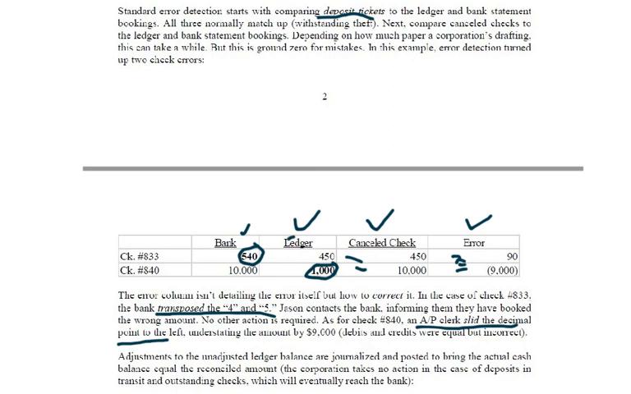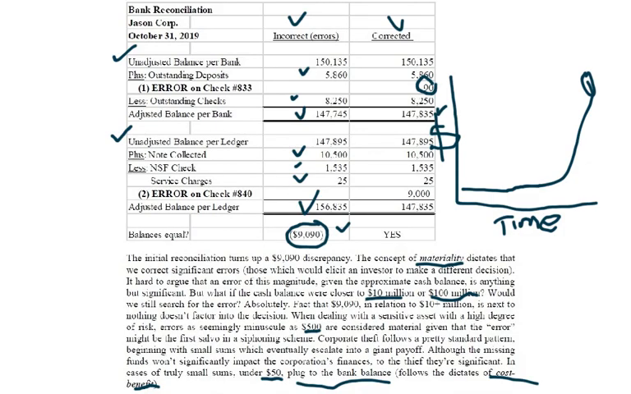That would be our ledger, because we made the mistake. The company made the mistake. So the adjustment here to the reconciliation, you'll observe, is right there in the corrected column. Subtract $9,000, and you'll get the same balance of $147,835. And so we get a yes, they both equal, and then the bank reconciliation is completed.